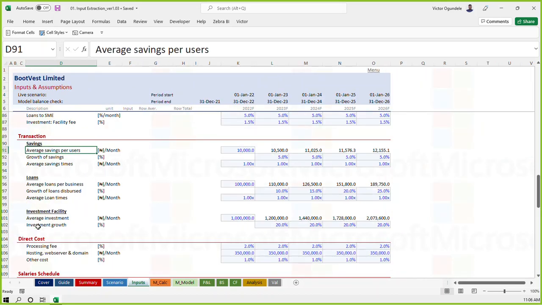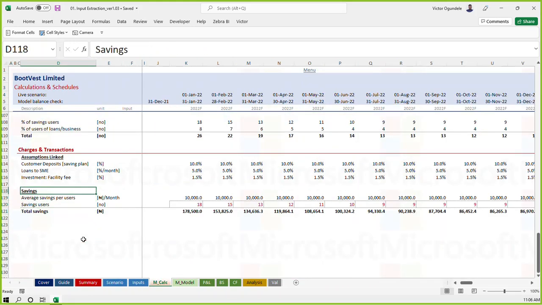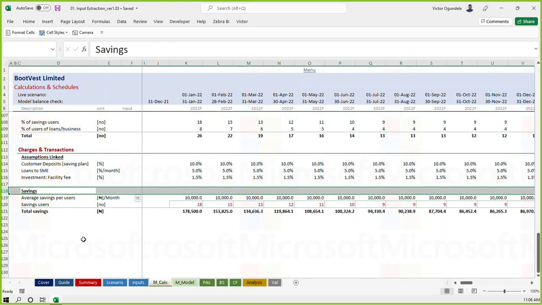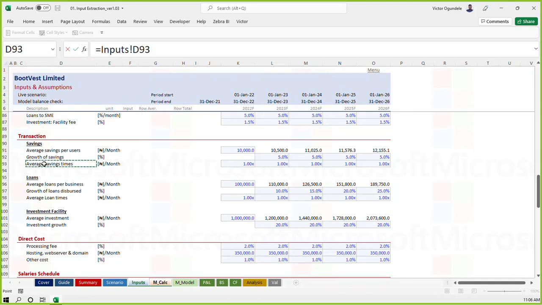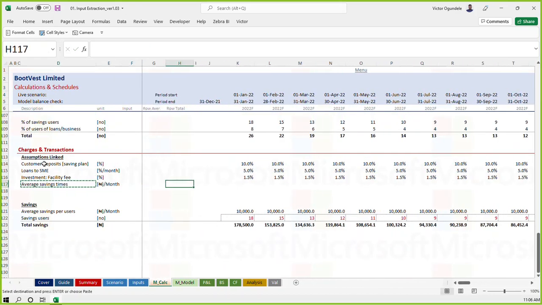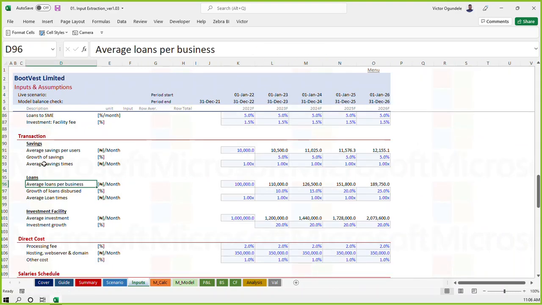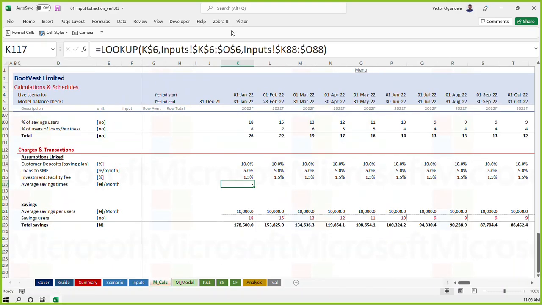So what's next? Then let's go straight to our loans. Okay, so average saving times. Yes, you guys did not remind me. So let me bring that in here and bring that in here. So let me call this our average savings per users. So let me copy the formula down. Let me look at row 93.